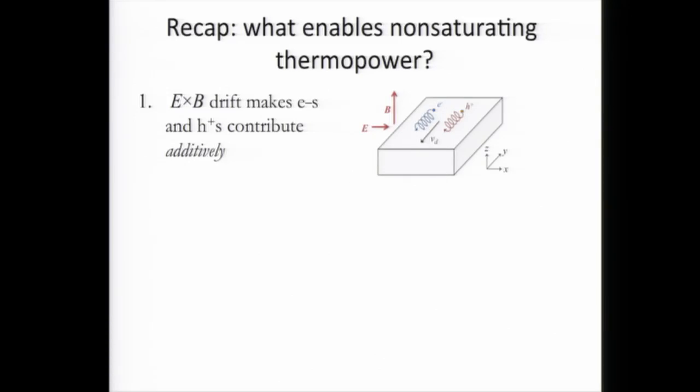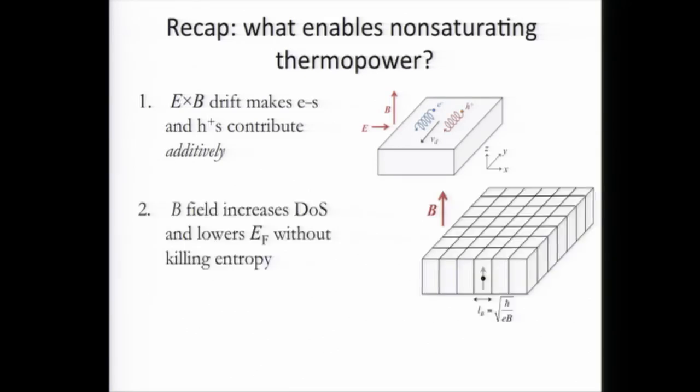One is the large magnetic field enables this E cross B drift that allows electrons and holes to work together in the way they carry heat. The second one is that turning on a large magnetic field increases your density of states and drives down the Fermi energy without killing the electron entropy. So that's very important, that the carriers retain entropy associated with their drift in the z direction.